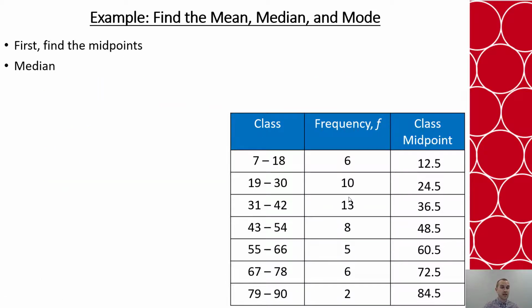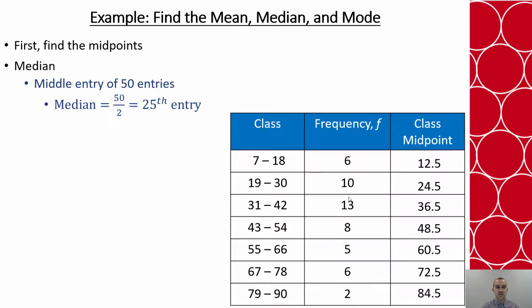Now, if I want the median, I want to find the literal middle of 50 entries. Well, the median would have to fall 50 divided by 2 around the 25th entry. So I'm going to go through and count frequencies. So 6 plus 10 is 16, and then I need to get to 25, so I need to go 9 more. Well, this takes me 13 more, so I'm in this class right here, which means that I'm in the 31 to 42 class, which means the median would be 36 and a half.